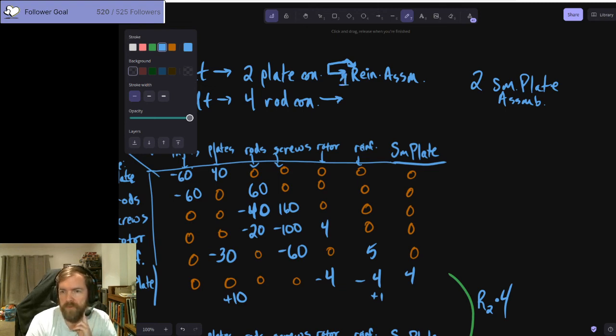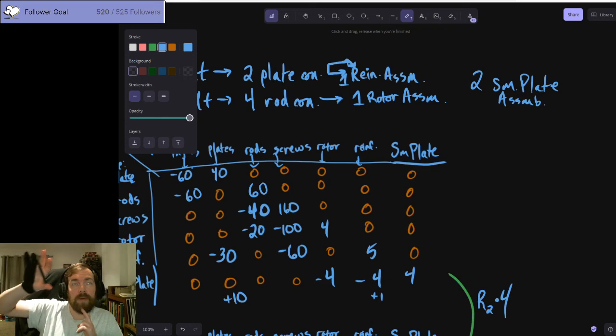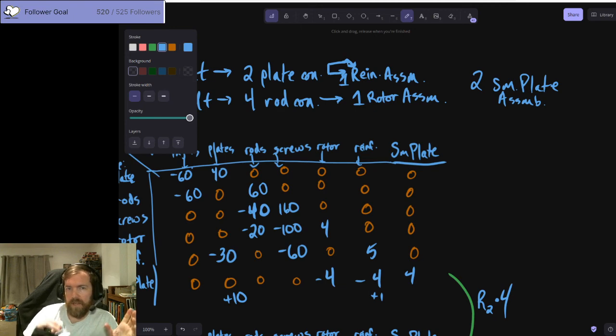There's one reinforced assembler, and there's one rotor. And in between all of these, we end up having a storage bin. So it can dump as many as it wants in. And then in theory, if everything is balanced, then the same numbers are going out as are coming in. And then everything is balanced and everything is fine.